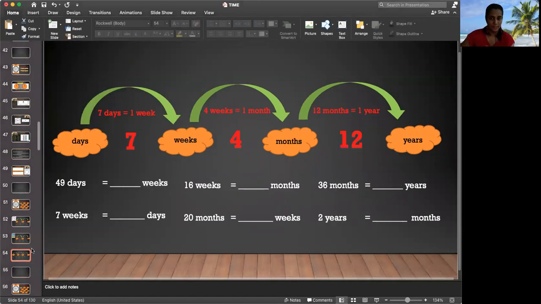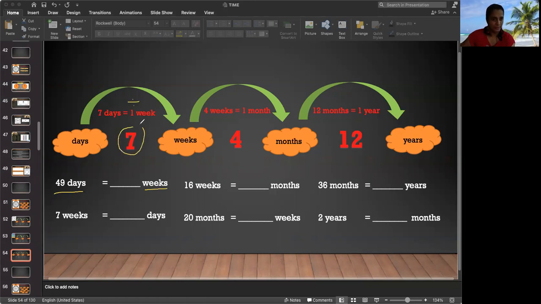All right. With that said, now we're going to look at more conversions. Say now we look into days and weeks and months and years. I believe this is almost repeating from the previous slide. So let's look at this. Given 49 days, asked to find how many weeks. So given days, asked to find weeks, divide by 7. So 49 divided by 7 is 7 weeks.